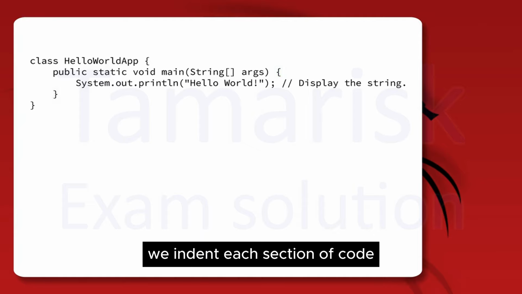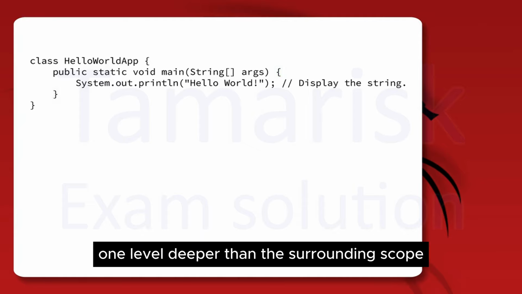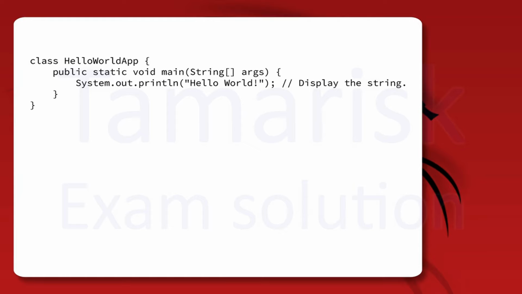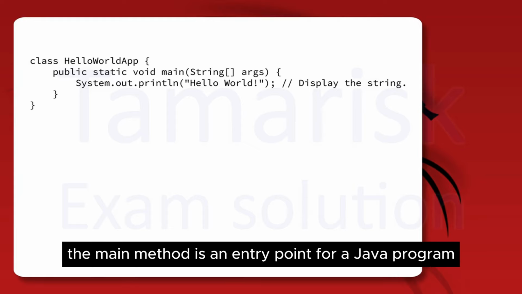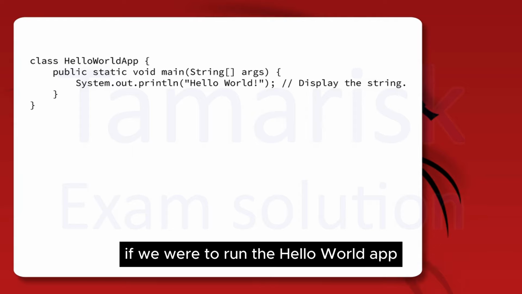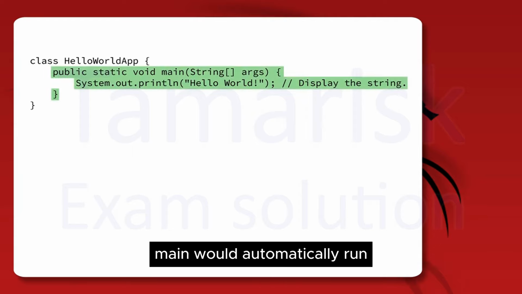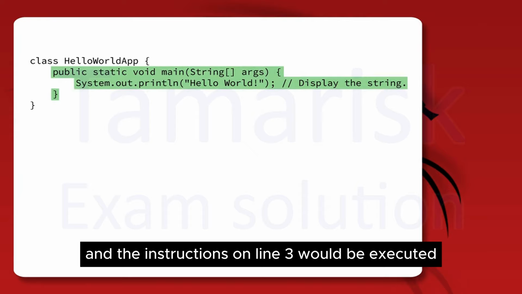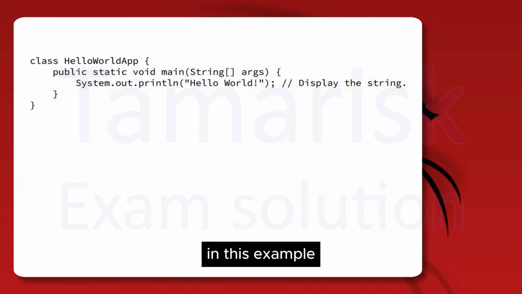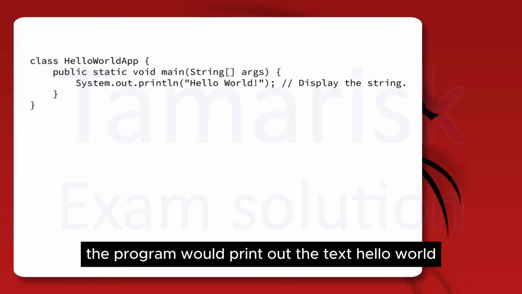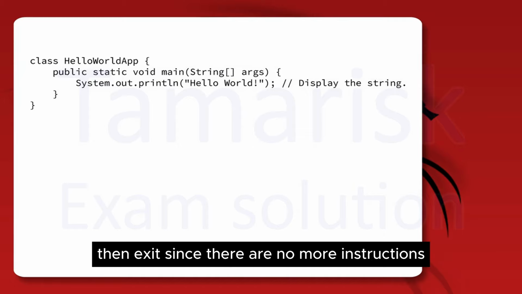Typically, we indent each section of code one level deeper than the surrounding scope. The main method is an entry point for a Java program. If we were to run the HelloWorldApp, main would automatically run and the instructions on line 3 would be executed. In this example, the program would print out the text Hello World, then exit since there are no more instructions.